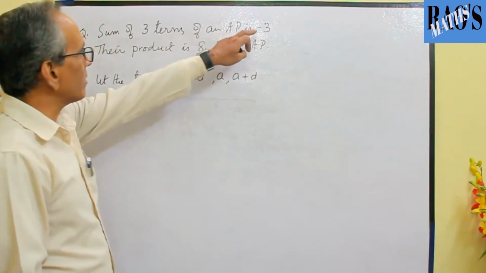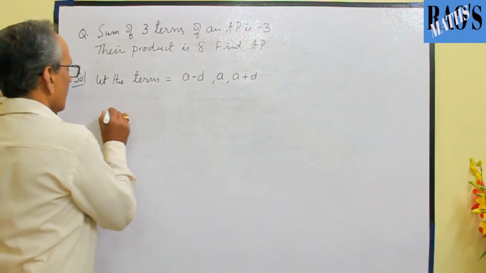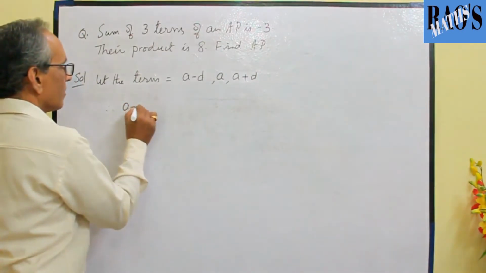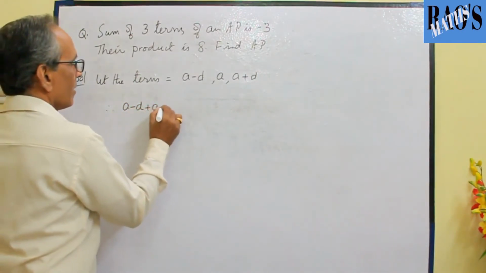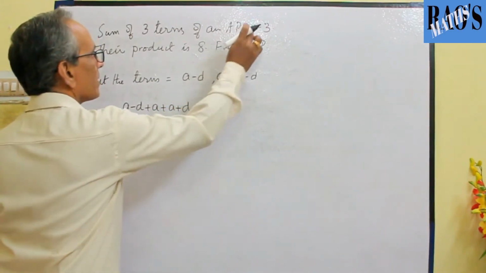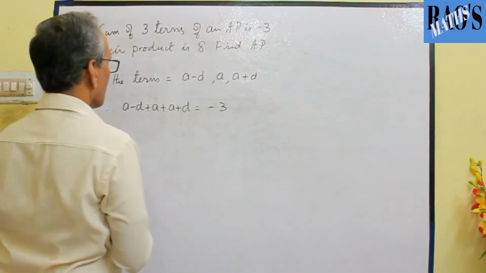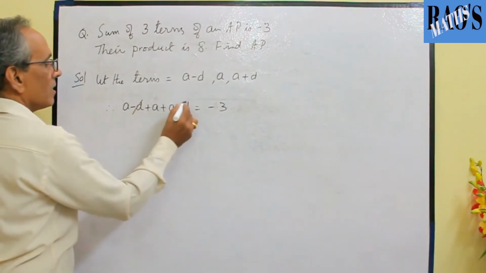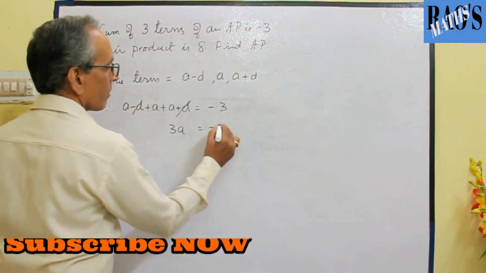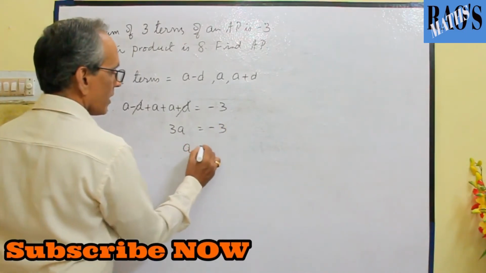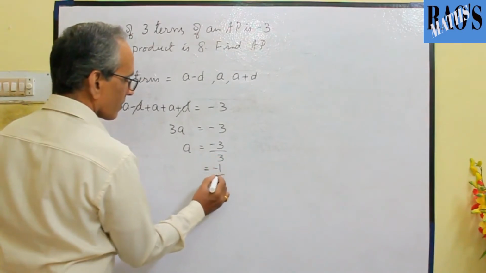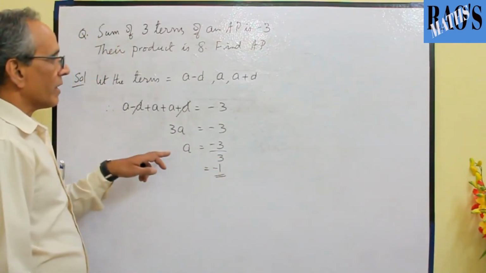Their sum is given as minus 3. Therefore, the sum of these three terms, A minus D plus A plus D plus A, is given as minus 3. So minus D plus D cancel, and I remain with 3A, which is minus 3. So A is equal to minus 3 by 3, which is minus 1. I got the A value now.